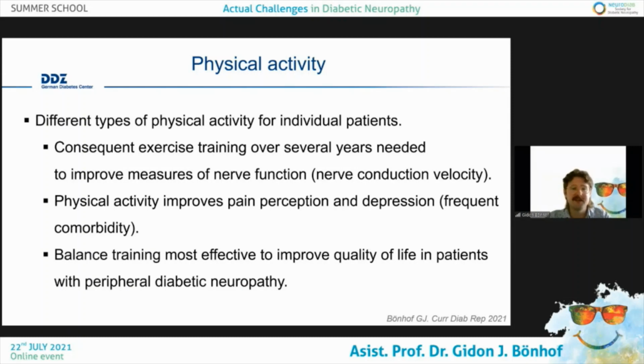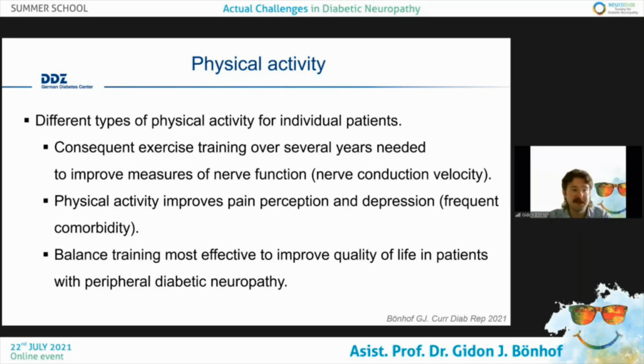And there's also training that does not improve pain perception or neuropathic deficits, but nevertheless improves quality of life. This is balance training. There was a nice review by a German colleague of mine. They did a meta review of exercise training studies, and they found that balance training, and also there are some studies about Tai Chi exercise training, are effective to improve balance or against ataxia.